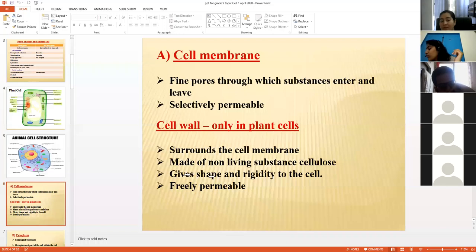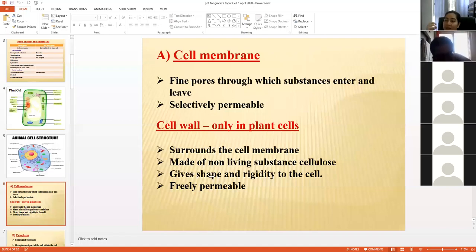However, a cell wall is freely permeable. Now, what does this mean? When I say freely permeable, that means the larger molecules can also enter. However, they face a barrier when they come to the cell membrane. Because a cell wall is present only in a plant cell, however, the cell membrane is present in both of them. That means even though some unwanted molecules come through the cell wall, they will face a barrier in the cell membrane. Understood, children? Yes.